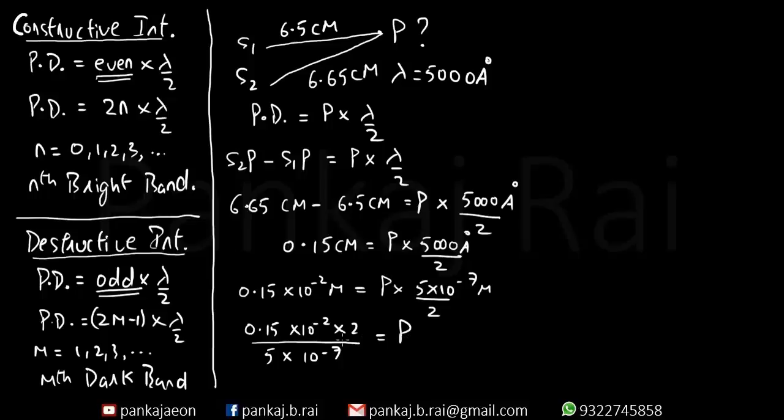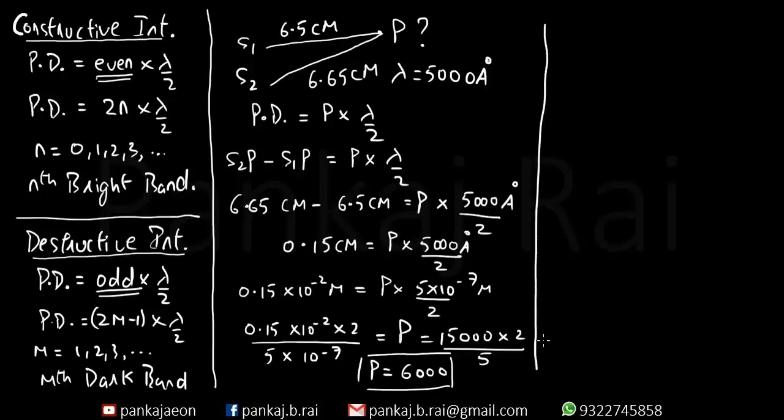Now what about this? The minus 7 will go up and become 7, and 7 minus 2 will be 5, so it will be 10 to the power 5. Let us give those 5 powers to this 0.15, so it would become 15000 into 2, the whole upon 5. The 5 and this 15 will get cancelled into 3, and 3 into 2 will give us 6000. So we are getting the number p as 6000.